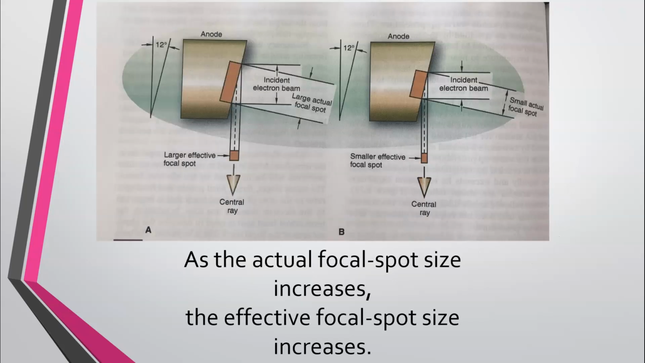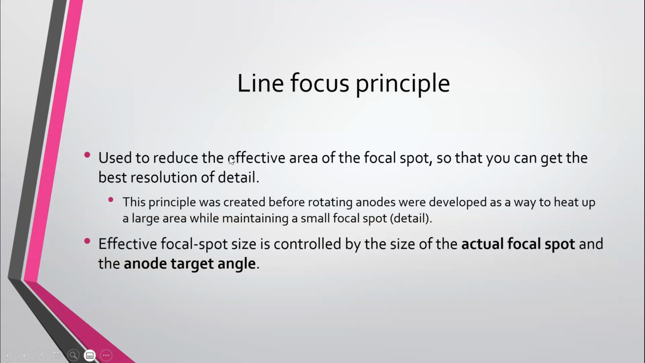So easier to remember: as the actual focal spot increases, the effective focal spot increases. So as this gets bigger or smaller, here small going big, you can see that the effective is getting larger. So the line focus principle is used to reduce the effective area of the focal spot so that you can get the best resolution, okay? The principle was created before rotating anodes were developed as a way to heat up a large area while maintaining a small focal spot for detail, okay?